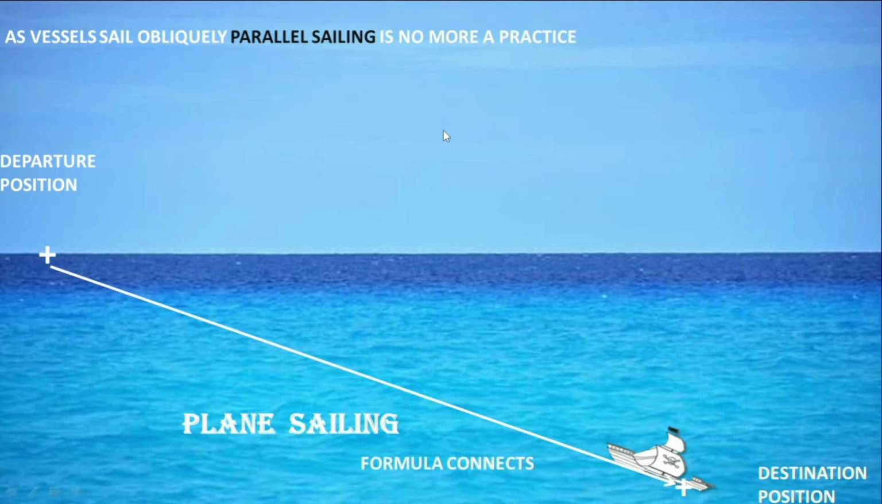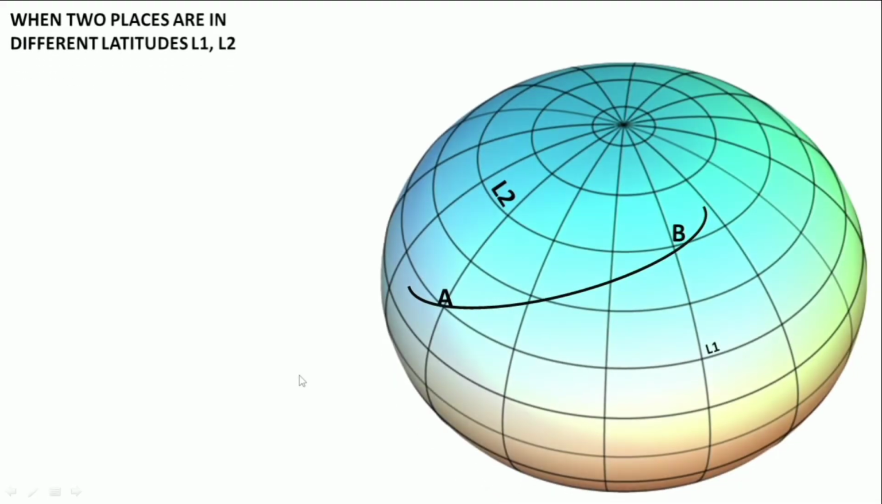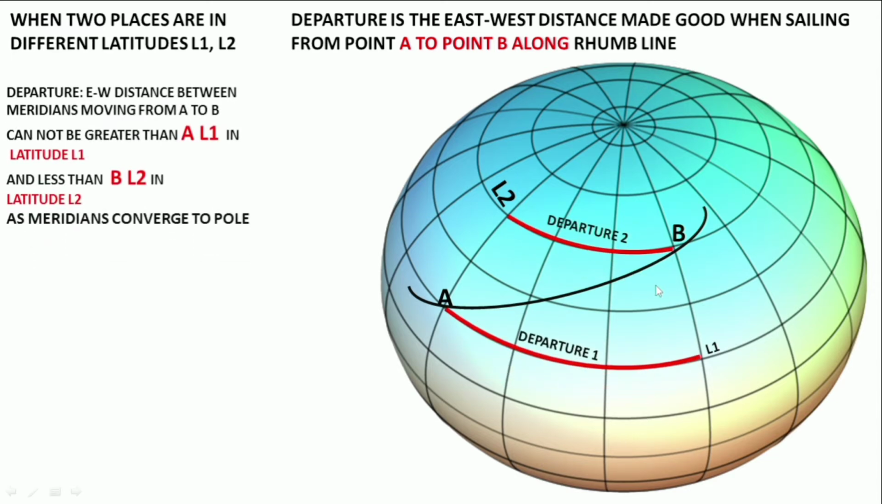The formula of parallel sailing connects your d lat, departure, course, and distance. When two places are in two different latitudes, as you can see L1 and L2, the departure, which is the east-west distance between the two meridians of these two points along a rhumb line track, would be different.